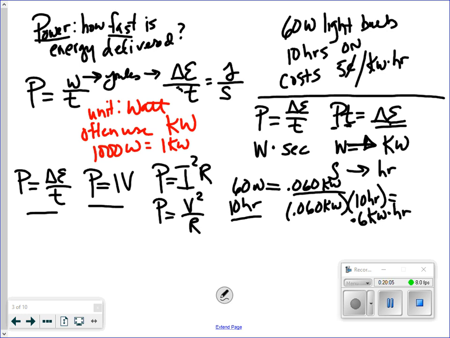And notice I put a dot there. I didn't put a division. It's not a ratio. It's a multiplication. So that's how much energy I've used. All right, that's my energy. Now, how much does it cost me to use that energy?